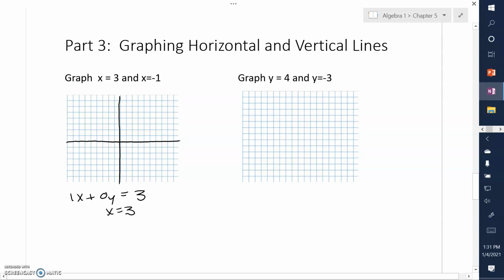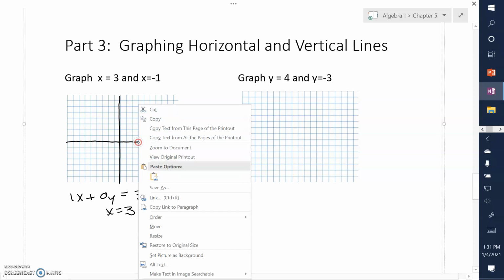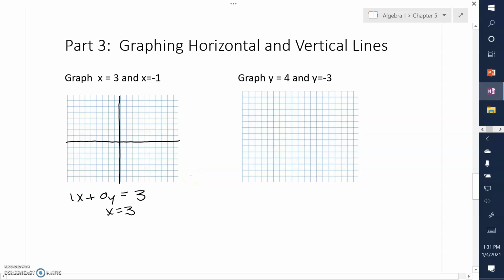And for the line x equals 3, that means every point on that line, the x coordinate is 3. So I have a point right here. I have my intercept. And I don't have a y-intercept for this. But I do know that no matter what, x always equals 3. So I'm going to have a vertical line right here. So this is the line x equals 3.